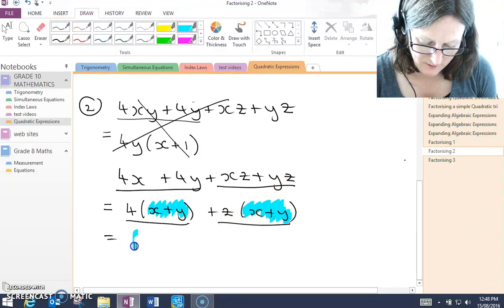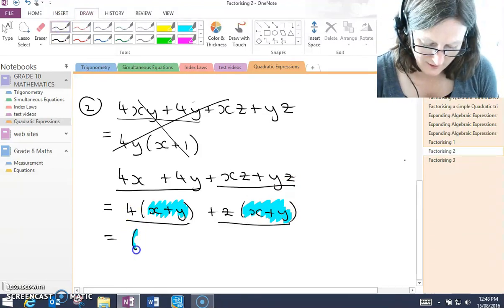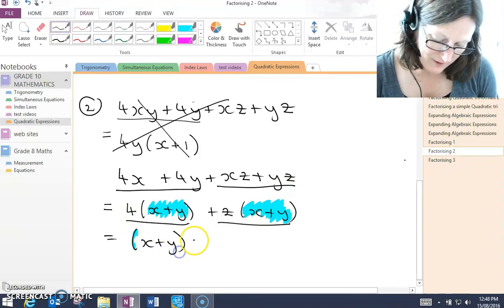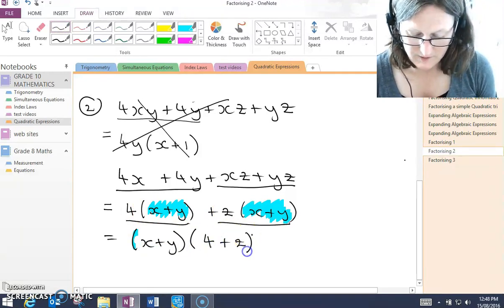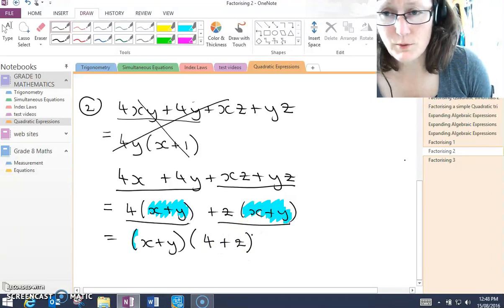So I take x plus y out as my common factor, and with the first term I'm left with 4, and the second term I'm left with z. This is grouping 2 and 2.